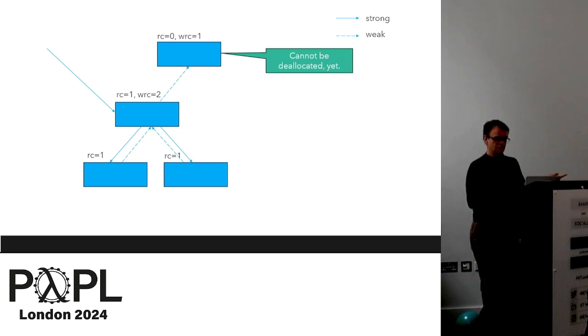It's kind of annoying that it can't be deallocated, but we also can't get a strong reference back. Once you've reached strong reference count 0, you can't get a new strong reference from a weak reference.